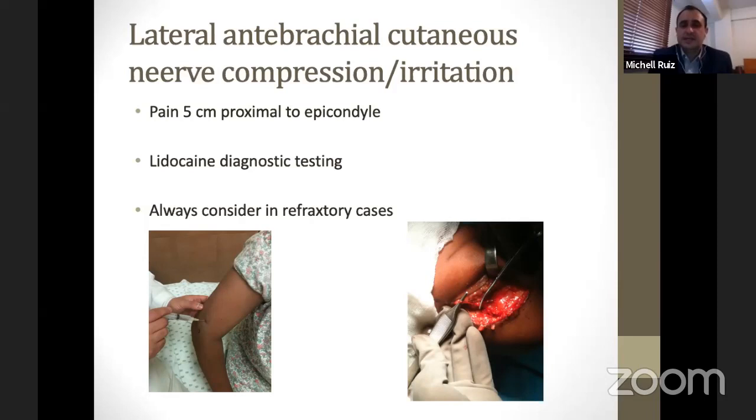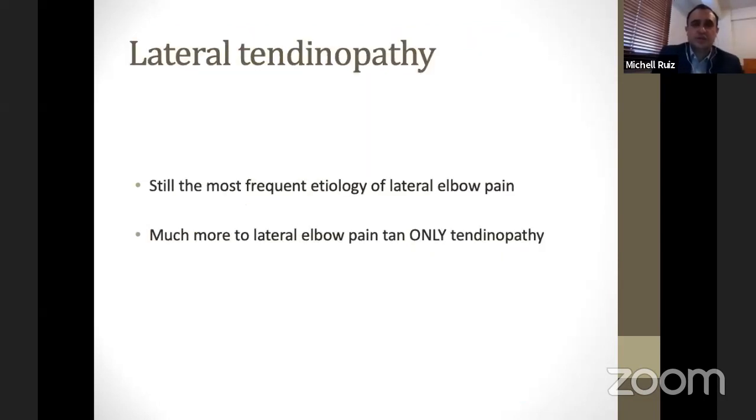And it is a very effective procedure, particularly in these refractory cases of lateral elbow pain. So I did not want to go very deep into all the diagnoses, but I want to have this very general overview of all the causes that will explain the presence of lateral elbow pain. And I just want to say goodbye with these two thoughts: that lateral tendinopathy is still the most frequent etiology of lateral elbow pain, but there is much more to lateral elbow pain than only this lateral elbow tendinopathy.